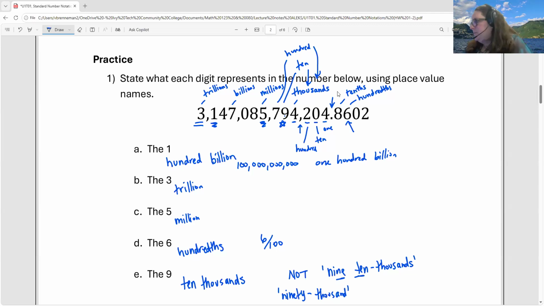If we wanted to read this whole number in words, it would be 3 trillion 147 billion 85 million 794,204 and 8,602 10,000ths. But we very rarely would write out a number entirely in words that way.